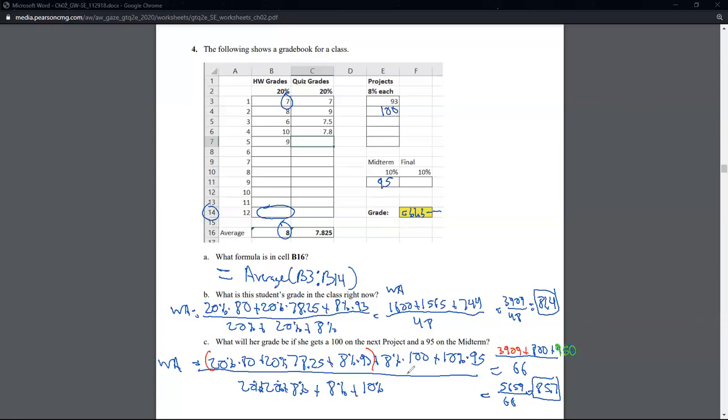Now again, Excel can do all of this for you. You don't have to do these hand calculations. You have a formula here.